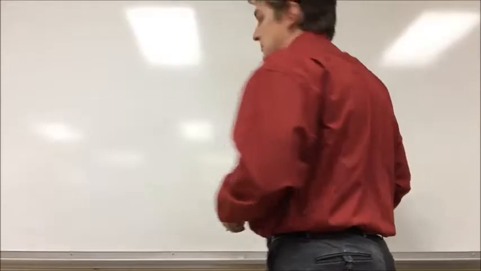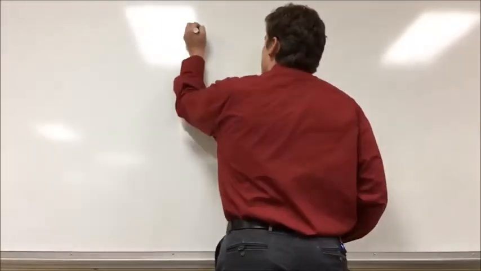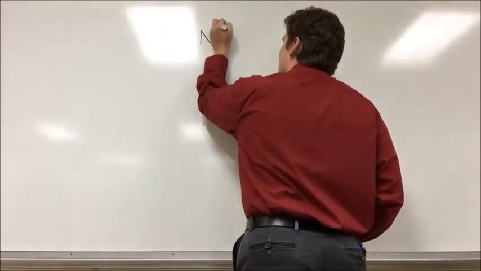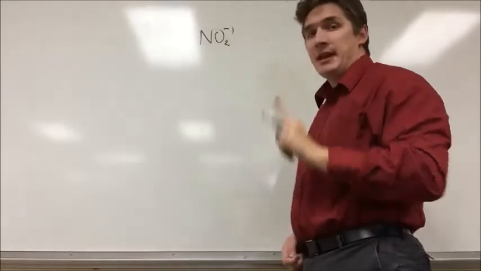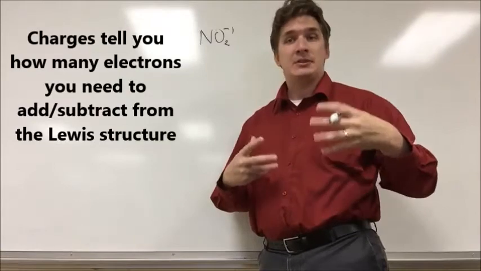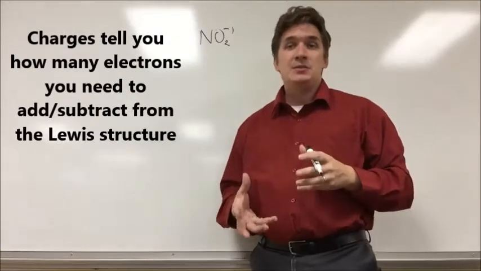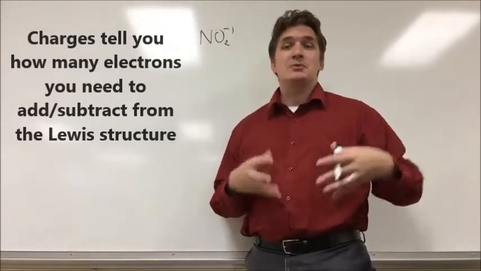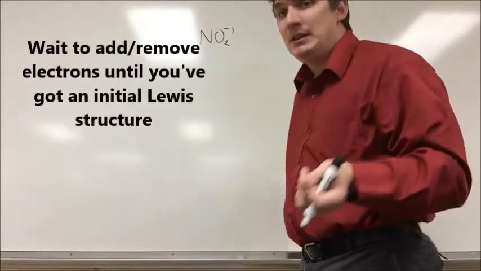So let's start with a simple example, nitrite, NO2 minus 1. Now this -1 charge means that you have to add one additional electron to the Lewis structure. So when you get done drawing your valence electrons, you have to put an extra electron somewhere. Typically, it's easier if you wait until you've drawn most of the molecule before you start adding electrons. You're going to add them where you need them.